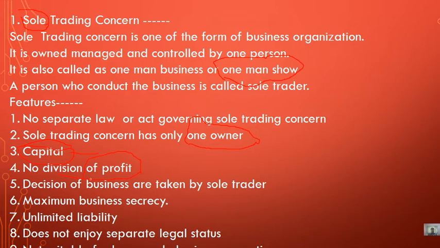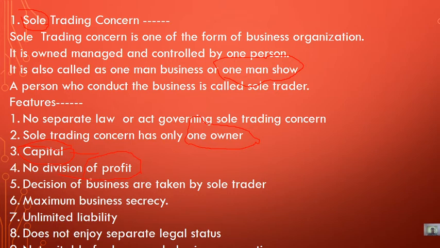Next feature, does not enjoy separate legal status. Like a joint stock company, a sole trading concern does not enjoy separate legal status. Then what is meant by separate legal status? In a joint stock company, the members and the company business are separate from one another, but in a sole trading concern, the business and the sole trader are treated as the same. That's why business is not separated from the sole trader. Does not enjoy separate legal status.